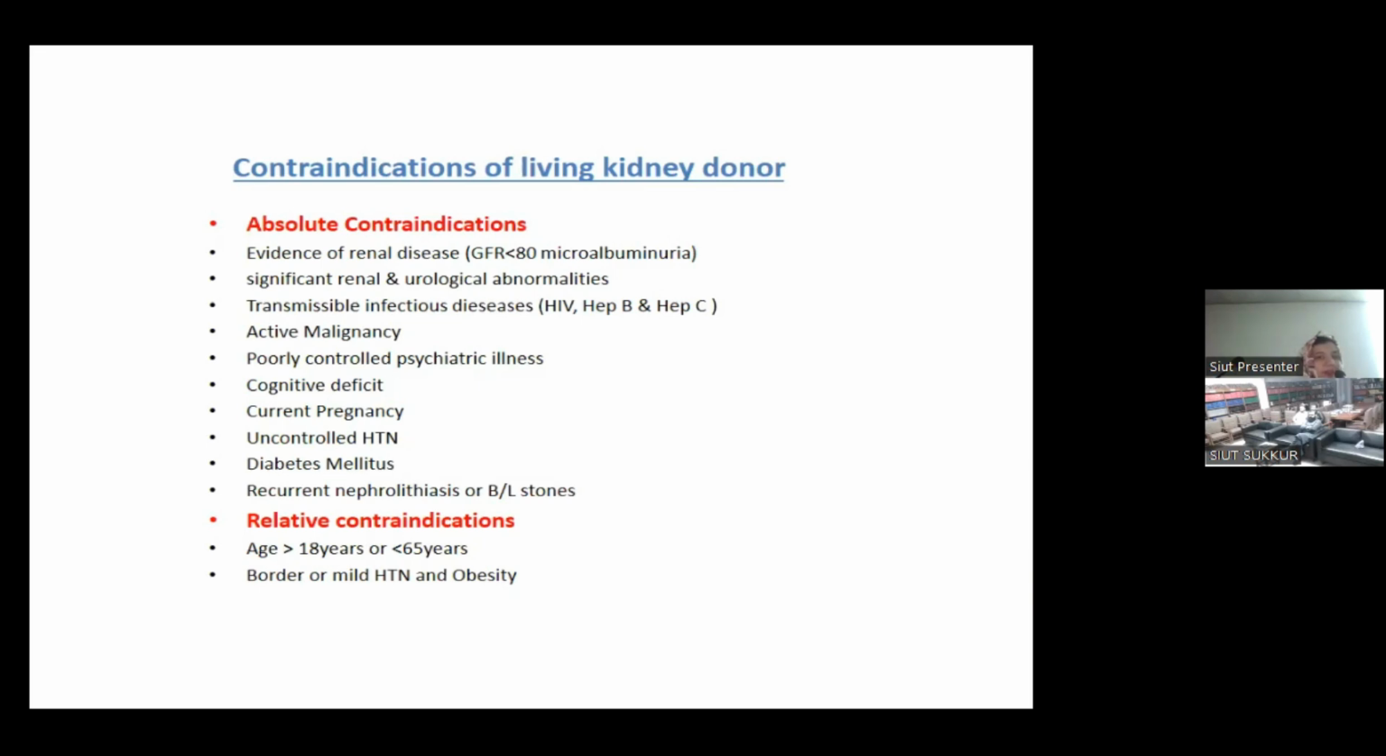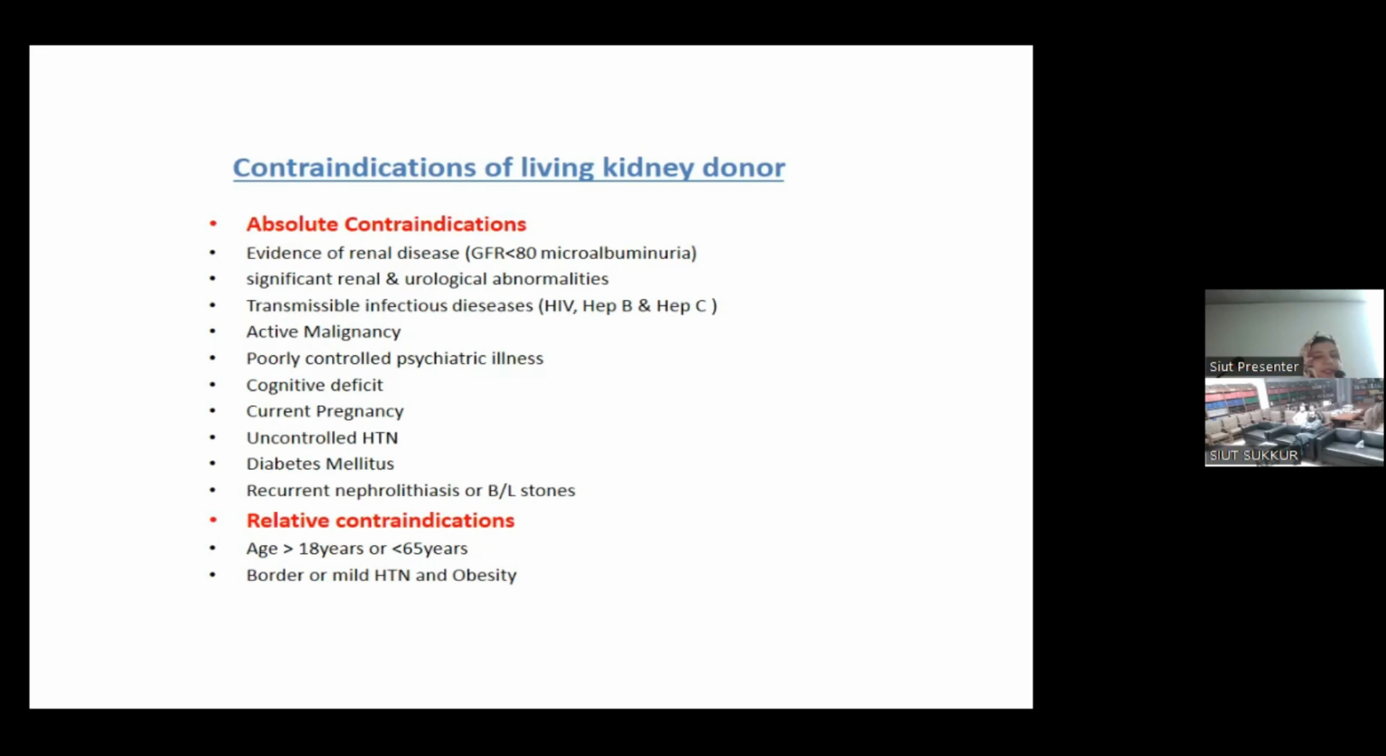willing to give it. The absolute contraindications are the evidence of any renal disease, GFR. If the GFR is less than 80 and there is macroalbuminuria, then obviously the patient himself is in danger of having a significant kidney disease in the future. He shouldn't donate the one he has. Significant renal and neurological abnormalities, transmissible infectious disease like, for example, HIV, hepatitis B and C.